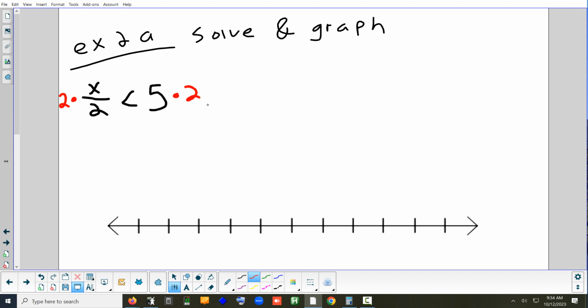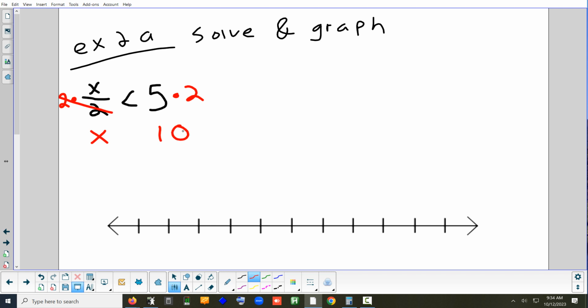When you have 2 times divided by 2, what happens there? That gives you 1. So those are gone, and we get x. What's 5 times 2? 10.